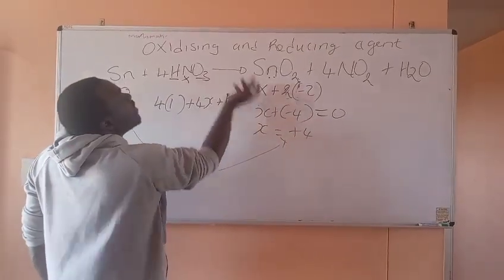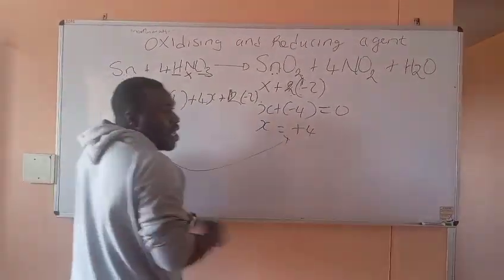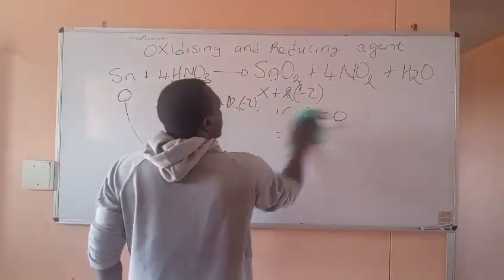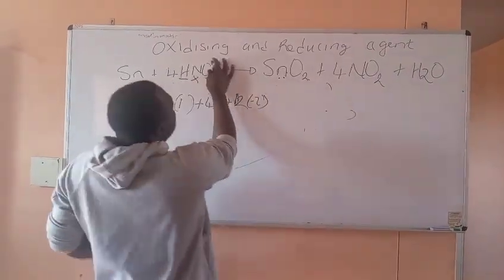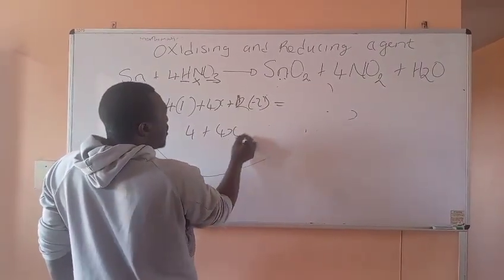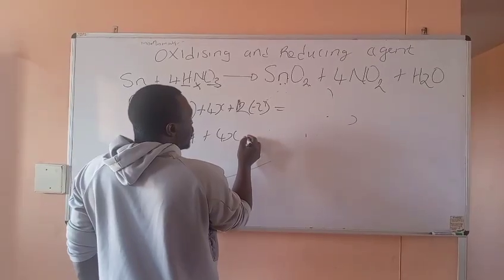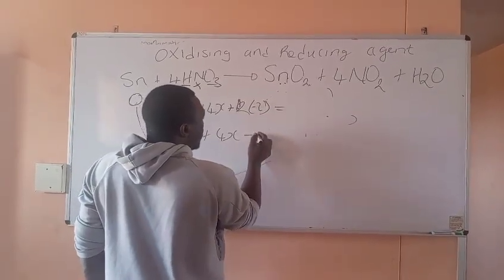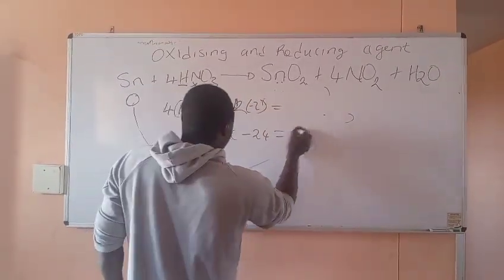4 times this gives me 12, times the oxidation state of the element, which is -2, times -2. It will be equal to the overall charge. The overall charge here is 0. So this times this is 4 plus 4x. This times this gives me -24. -24 equals the overall charge, which is 0.